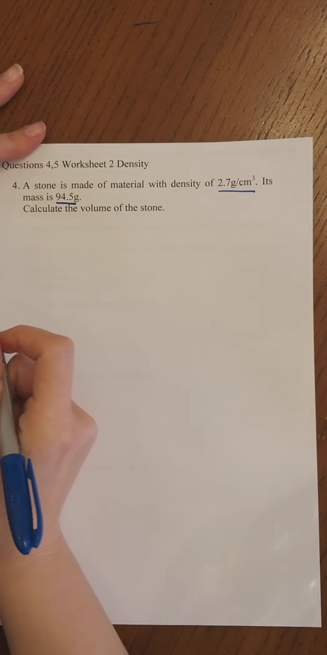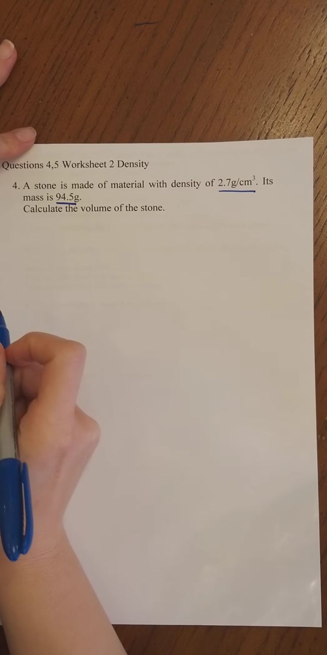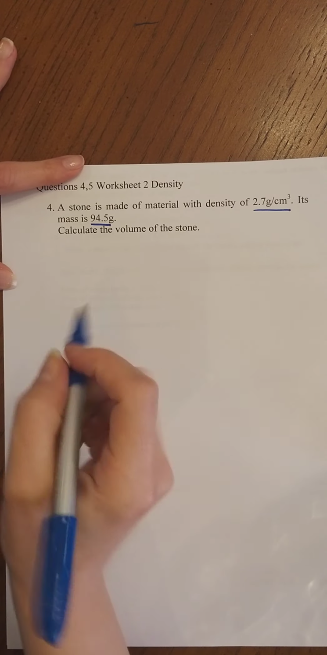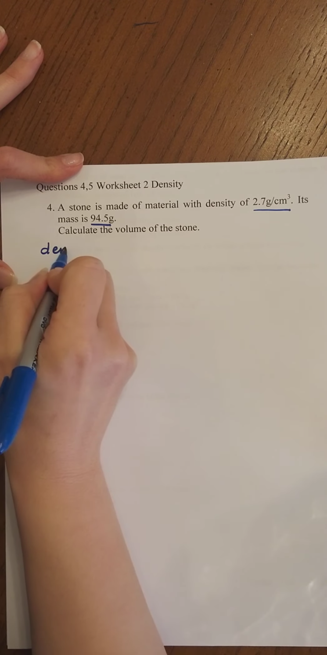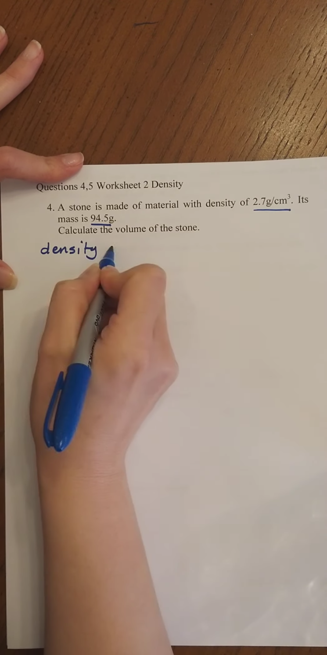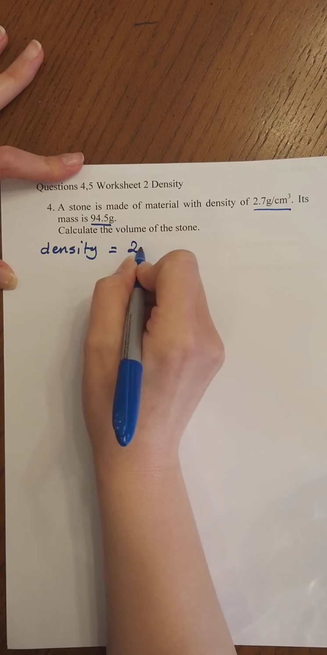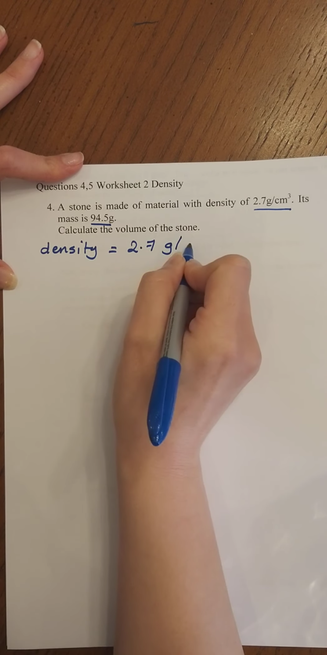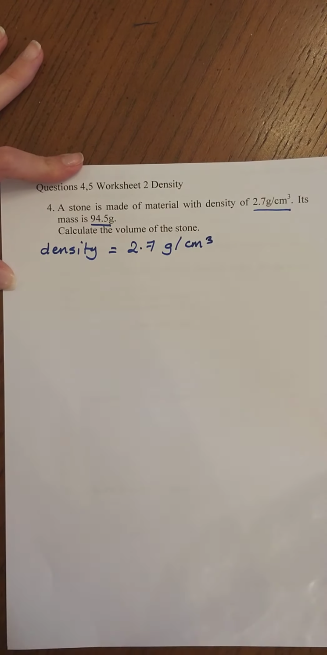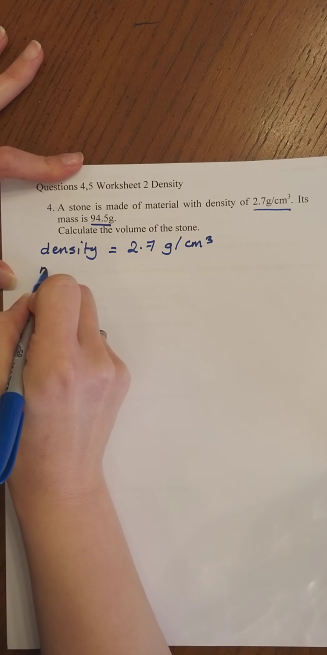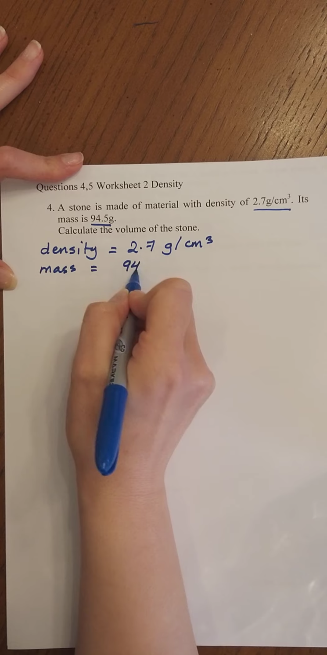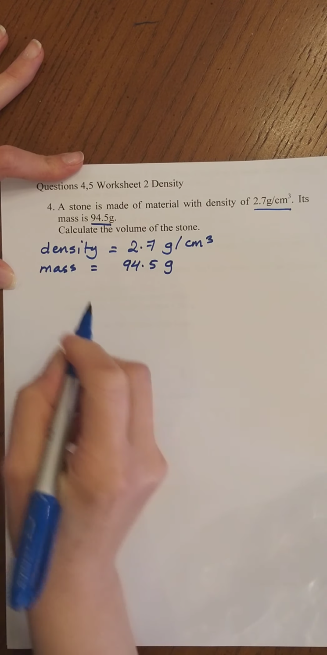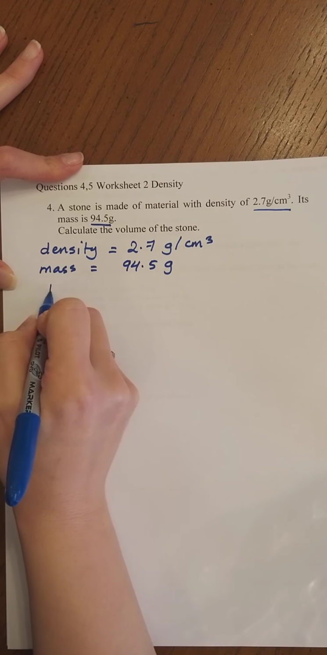So let's start with what do we know and what do we need to know. We know the density of the stone is 2.7 grams per centimeters cubic. We know the mass, which is 94.5 grams. We need to know the volume.